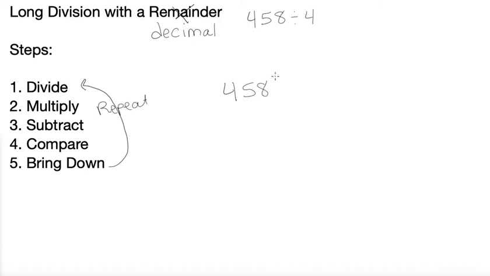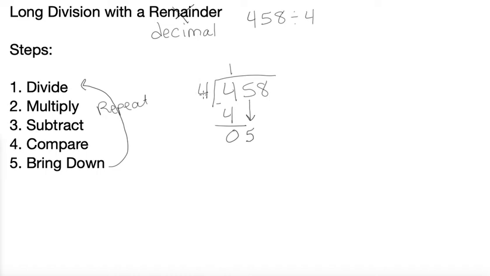458 divided by 4. Step 1, divide. How many times does 4 go into 4? It goes 1 time. Multiply. 1 times 4 is 4. Subtract. 4 minus 4 is 0. Compare. 0 is less than 4, so I'm doing fine. Bring down. Now I get to bring down the next number, which is 5.